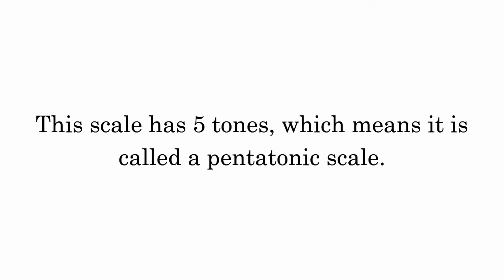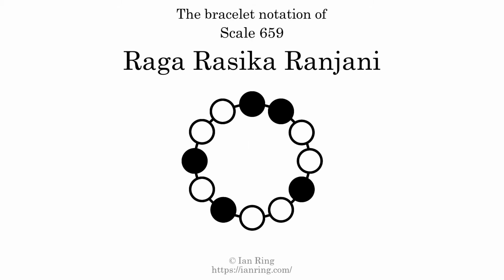This scale has 5 tones, which means it is called a pentatonic scale. This is a bracelet notation diagram of scale 659. The shaded circles represent tones that appear in the scale, and they are read clockwise, starting at the top.